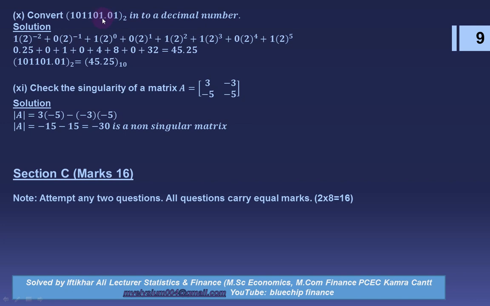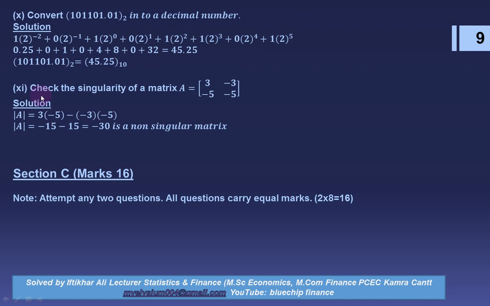the power from 0 onward: 0, 1, 2, 3, 4 and 5. So 1 multiplied by 2 raised to the power 0, plus 0 multiplied by 2 raised to the power 1, plus 1 multiplied by 2 raised to the power 2, plus 1 multiplied by 2 raised to the power 3, plus 0 multiplied by 2 raised to the power 4, plus 1 multiplied by 2 raised to the power 5. After solving, the answer will be 45.25 in decimal.